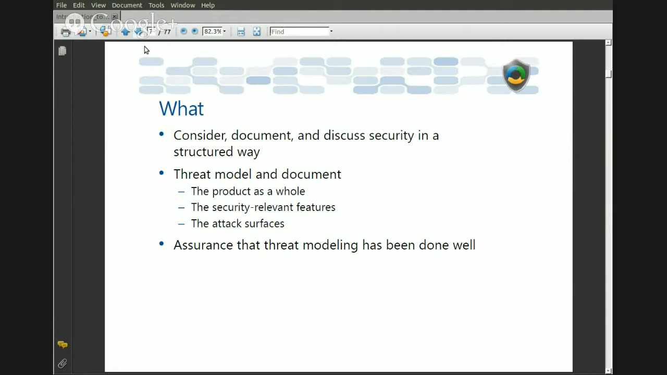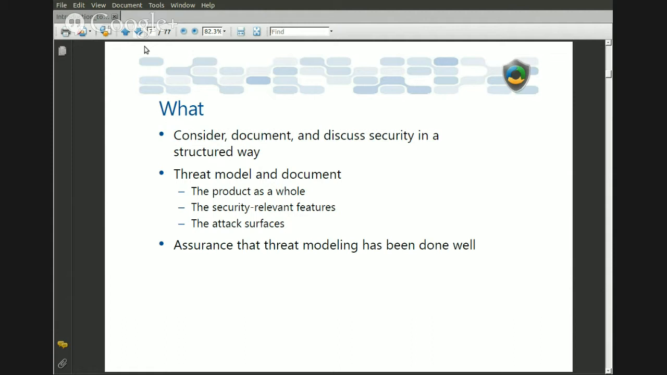All right, so here you have what. Basically, all this is saying is to document and discuss security in a structured way. The threat model and document talks about the product as a whole. But you don't just have to talk about the product, you can talk about the system. So you have your system-level threats and your product-level threats as well. You have your high-level threats and then your product-level threats. And then you have other items that are maybe associated with where that item physically resides.